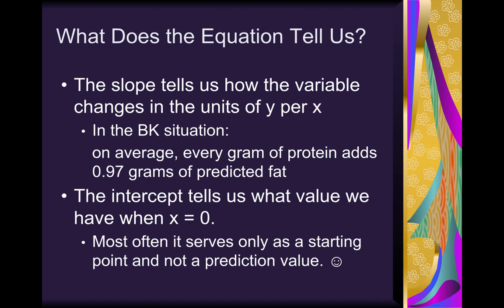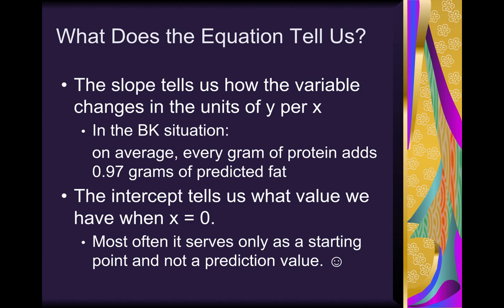And the slope tells us how the variable changes in the units of y per x. So in our Burger King situation, we're going to say, on average, every gram of protein adds 0.97 grams of predicted fat. The way this works is that we always have to say on average, because it's just an average of the data that we have.